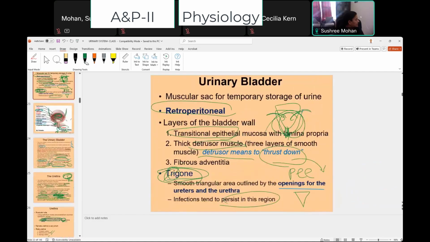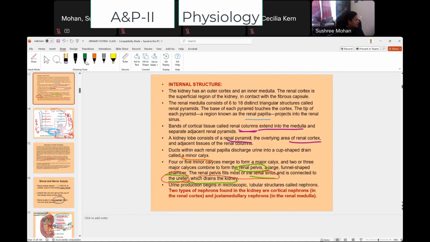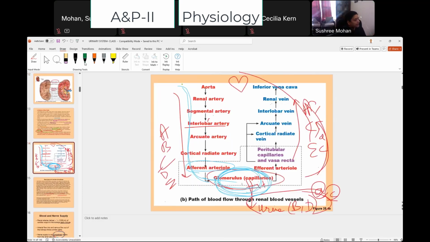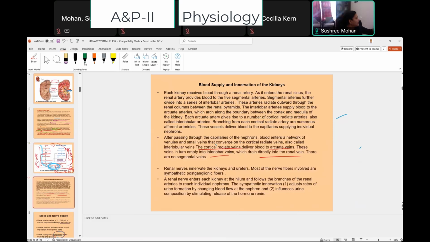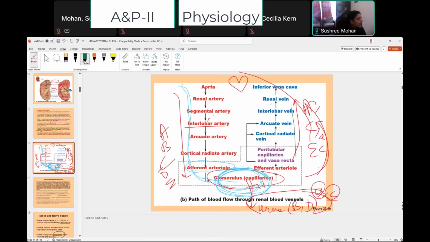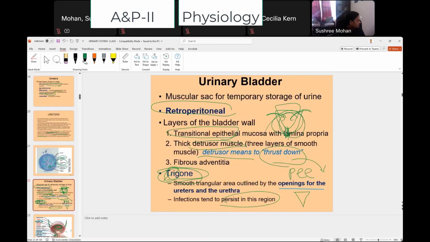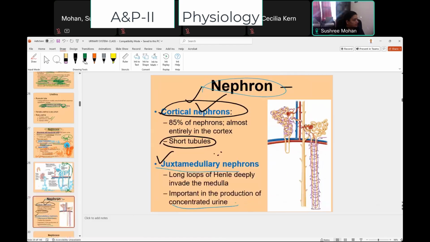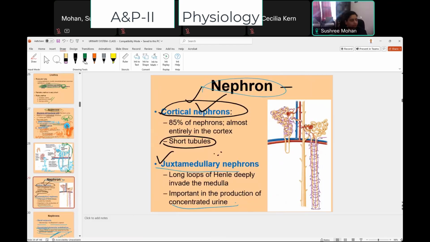Going back to this slide, yes, after the filtration happens, the good substances that we don't want to throw out will return through this pathway back into the heart. Okay, so let's look minutely at the nephron. So there are two types of nephron, as I told you.